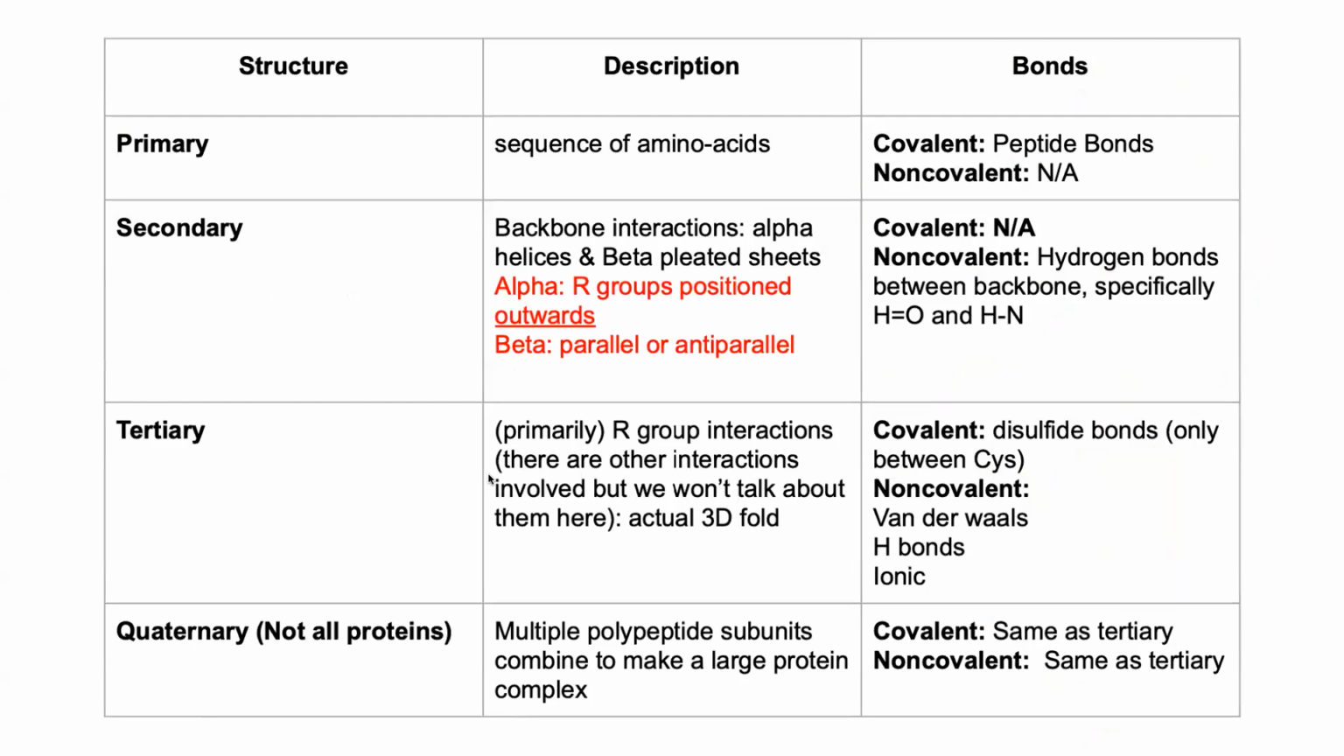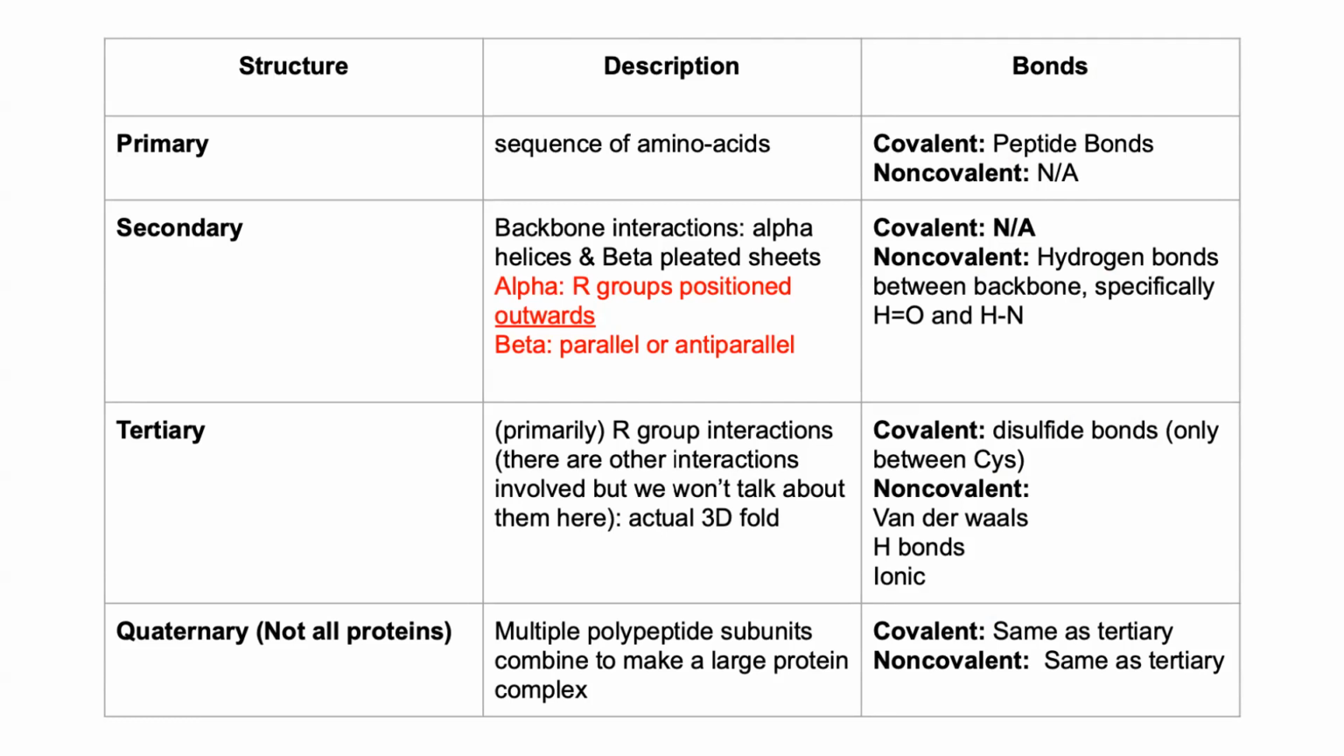Okay, this is kind of a summary of the levels of protein structure we've been talking about and the types of bonds that you see in all of them. So I'll just go over them again. Your primary structure is just your sequence of amino acids, the order in which the amino acids go from the N terminus to the C terminus. And these bonds are covalent peptide bonds, and they happen between amino acids.